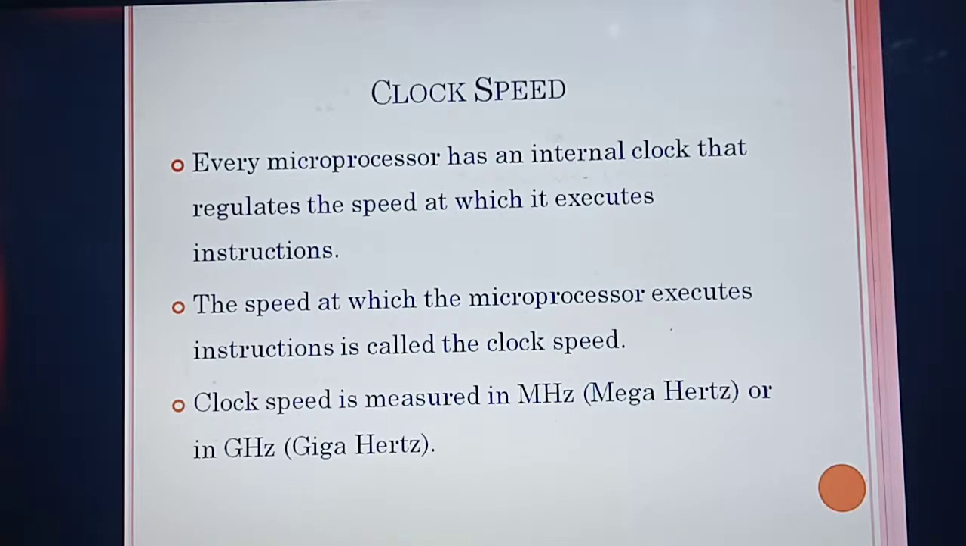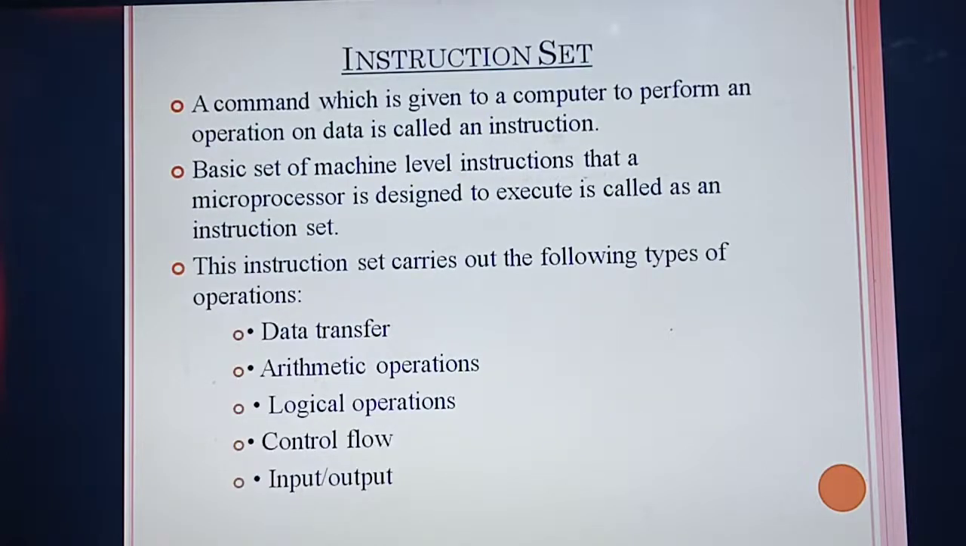So what's the first point? Please study it now itself. Each and every microprocessor will have what? An internal clock. So what's the use of that? It will regulate the speed of the instructions you are executing. So it will calculate the speed of the instruction, at what speed a particular instruction is executed by the microprocessor. That speed we call which speed? Clock speed. Okay, so the clock speed is measured in which unit? Megahertz or gigahertz. Understood? Okay, first topic over.